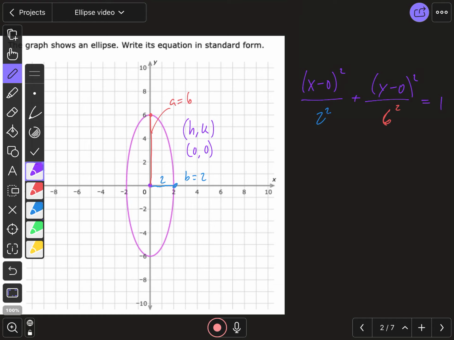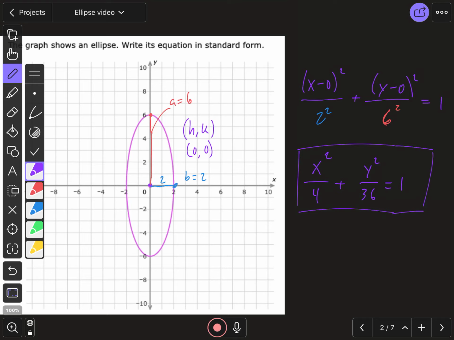But the simplest way to write that would be x squared, since x minus 0 is x, over 4, plus y minus 0 is y, so y squared over 36 equals 1. And that's the way you're going to type that into IXL. It's like this.